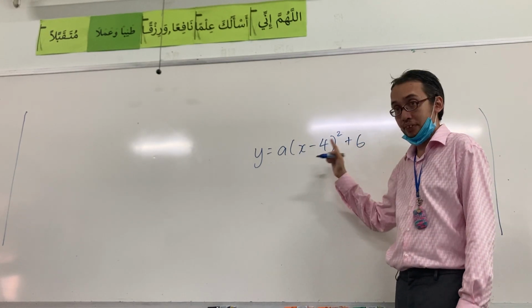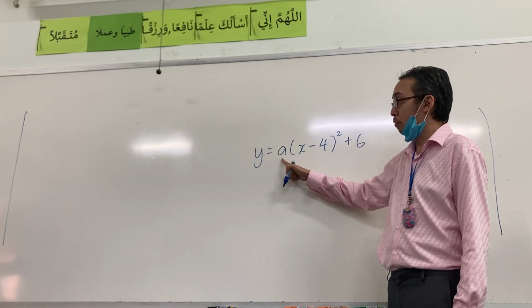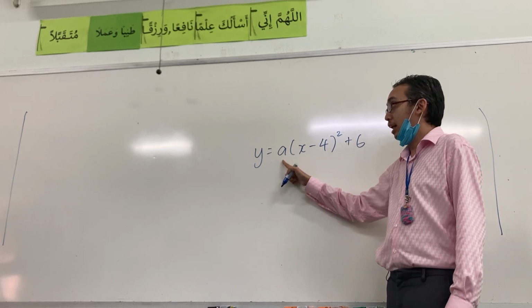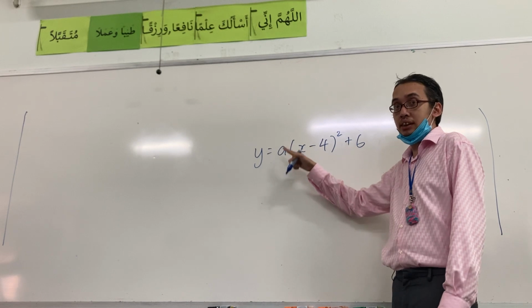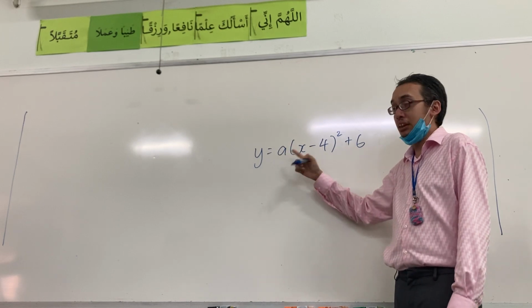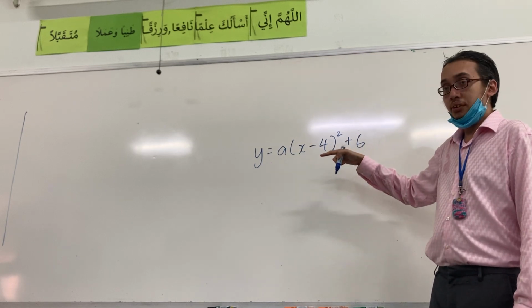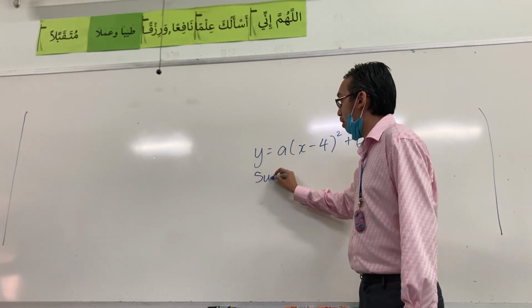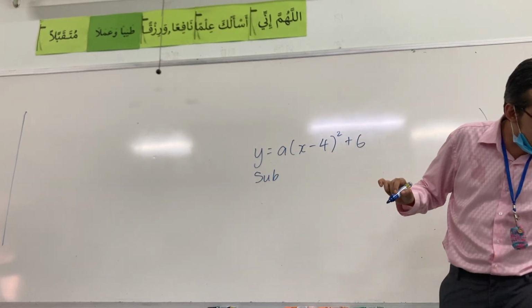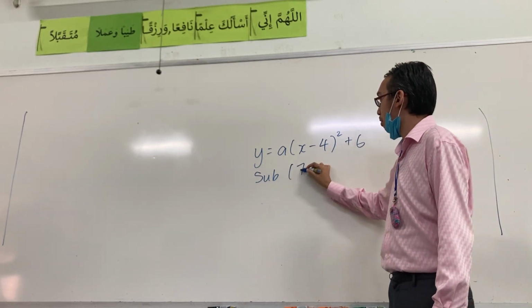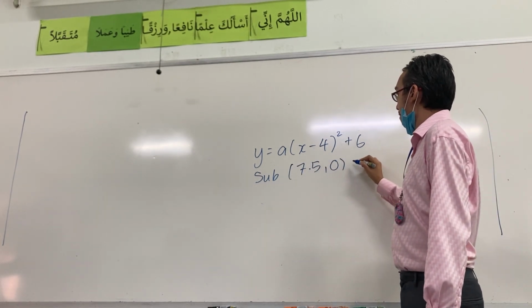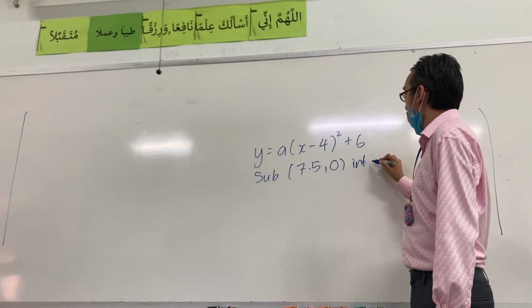But do remember that you must put an a here, because we don't know what the a value is. It can be 2x squared, x squared or something like that, so we need to put the a. Your next step will be to substitute the next point that they give, which is (7.5, 0), into this equation.